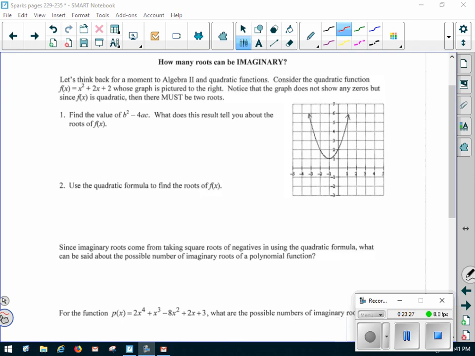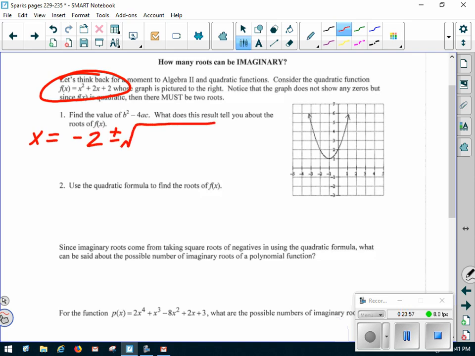Let's solve that not by completing the square, I want to do it by quadratic formula. Let's solve that equation by quadratic formula. You remember the tune? Well done. What's A? 1. What's B? 2. What's C? 2. X equals negative b plus or minus square root of b squared minus 4ac all over 2a.